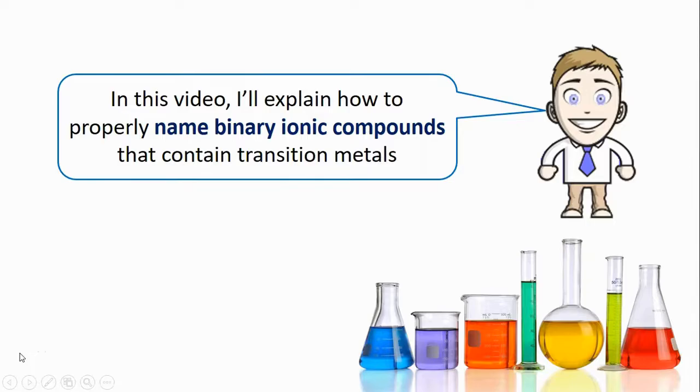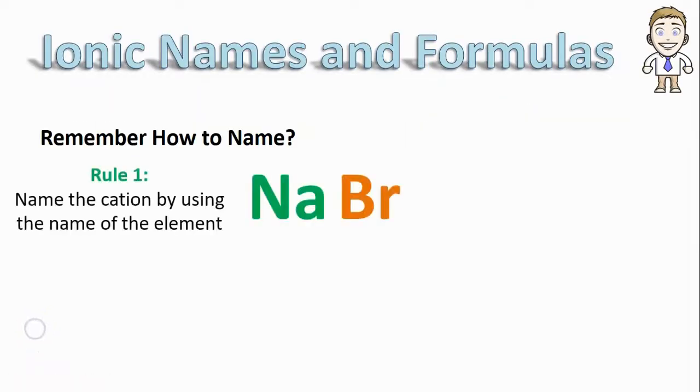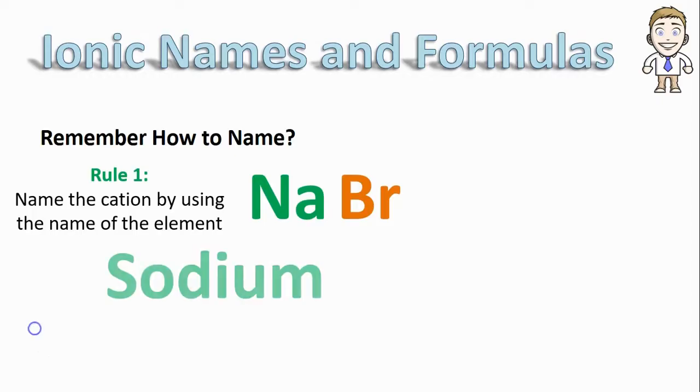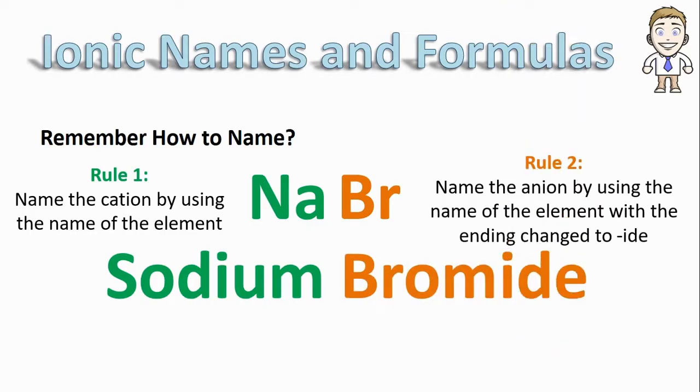In this video, I'm going to explain how to properly name binary ionic compounds that contain transition metals. First, remember that naming ionic substances is really simple. You start by naming the cation as whatever element it is, so like sodium. And then you name the anion by taking the name of the element but changing the ending to "ide" to get something like sodium bromide.